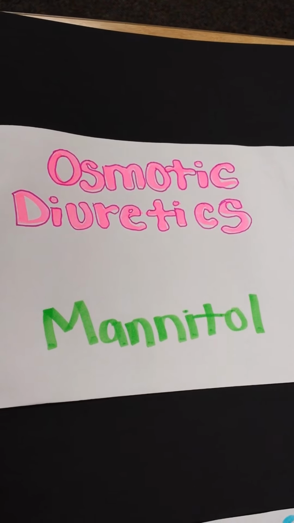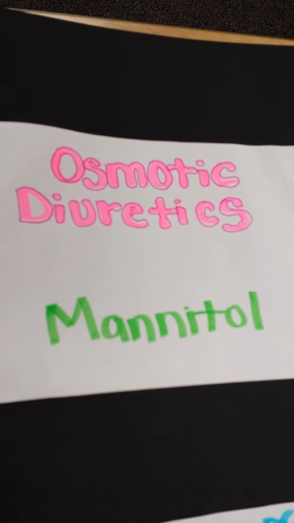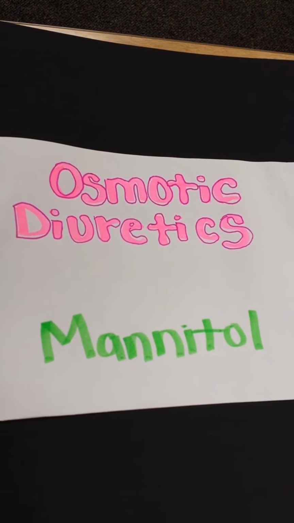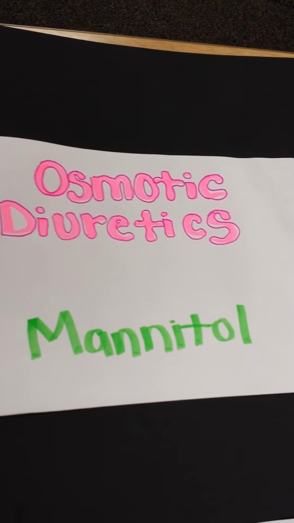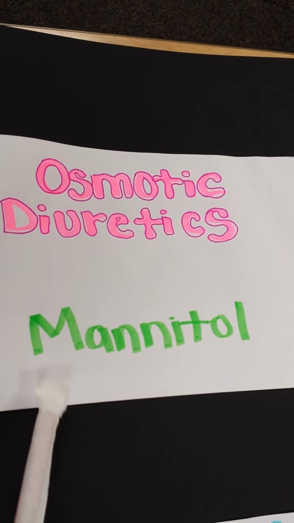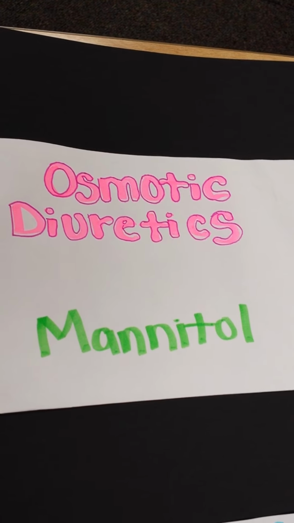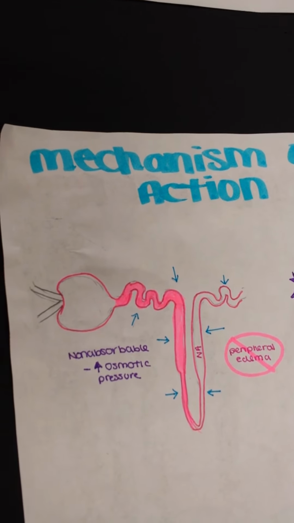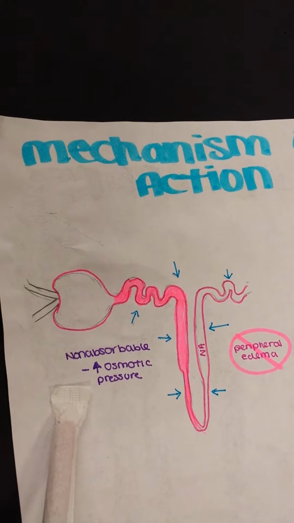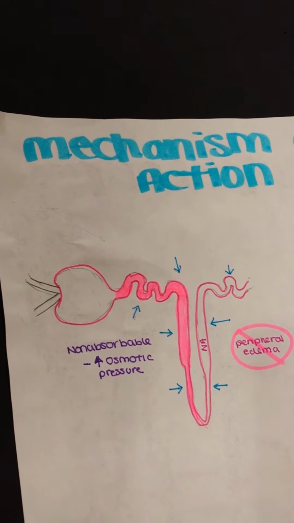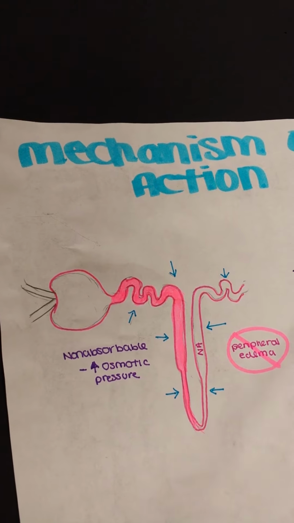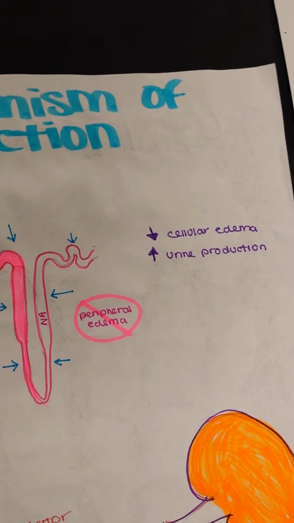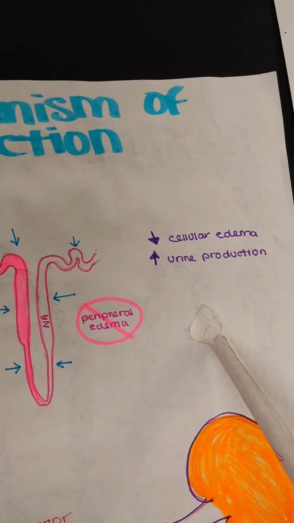The diuretics that we're going to talk about are the osmotic diuretics. The osmotic diuretics include mannitol, urea, organic acids, and glucose, but the most commonly used one is mannitol, and it's only available in IV. The mechanism of action: mannitol is non-absorbable, so it increases osmotic pressure. This in turn draws fluid from around the cells into the tubules, which decreases cellular edema and increases urine production.